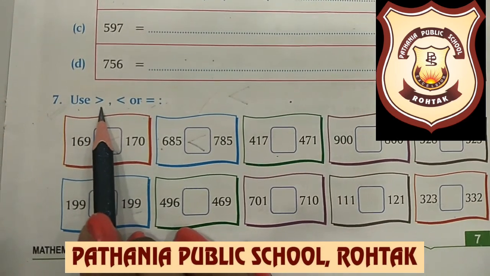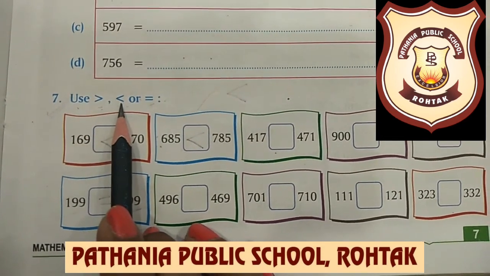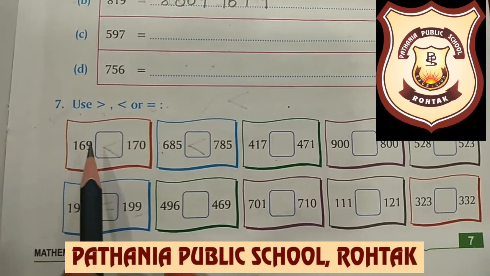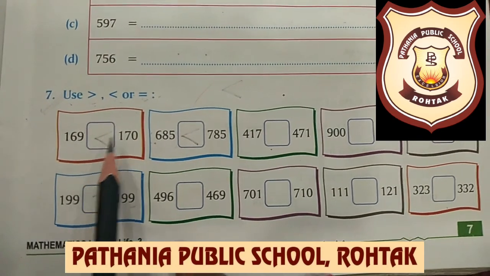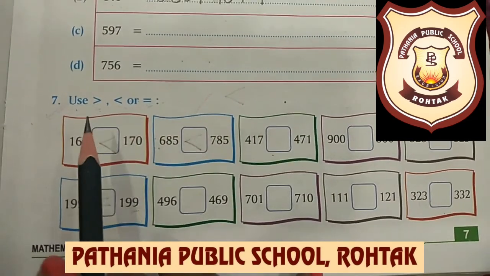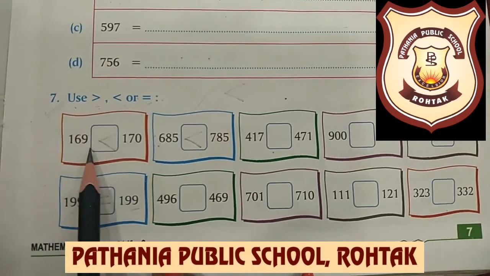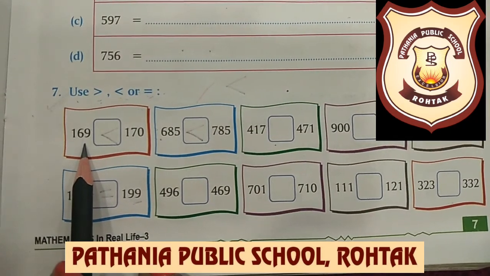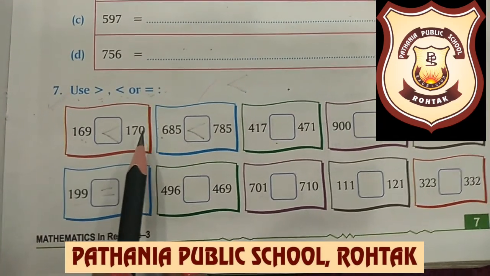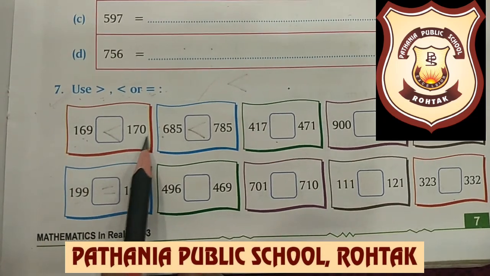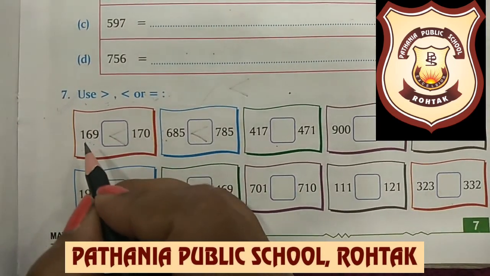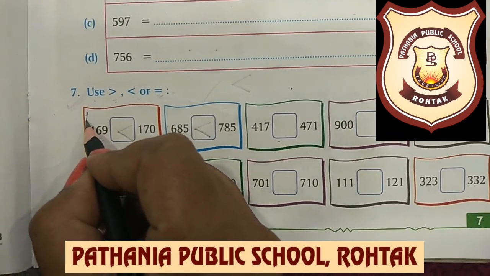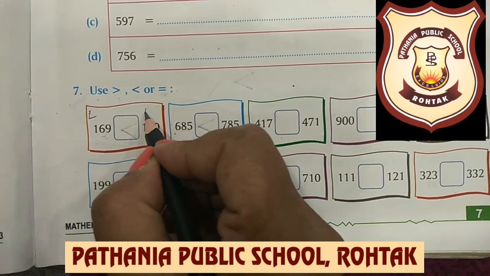Like this is the sign of greater than, this is the sign of smaller than, and this is the sign of equals to. So in question number 7, we need to compare the numbers and put the sign as the question is asking. Now first of all, two numbers are given over here, 160 and 169 and 170. As I have told you earlier also, whenever we need to compare numbers, we should start with the left side. Always with the left side.